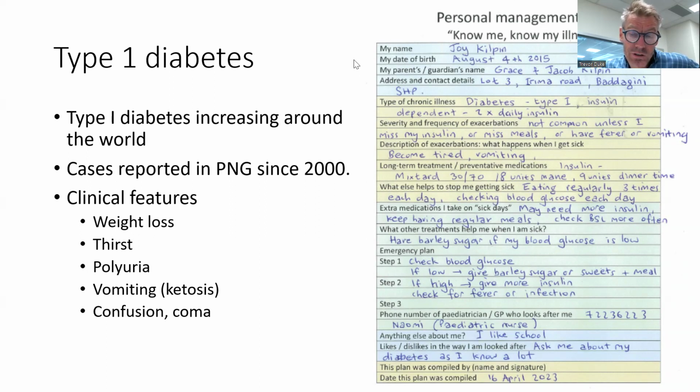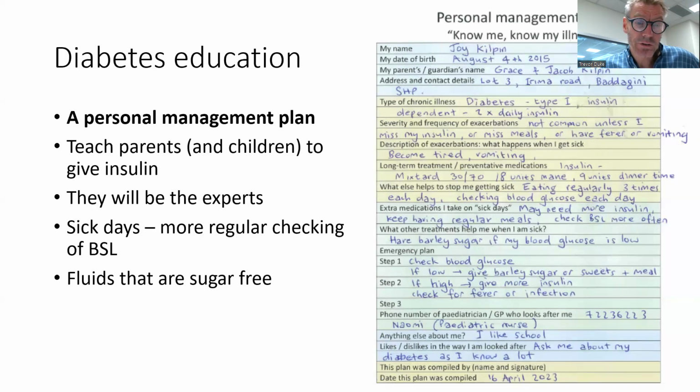And I think that this sort of information, just one page that a child will understand, that parents will understand, and that will be informative for health workers, is really fundamental to managing children who have chronic diseases. So I encourage you to make up personalized management plans for children who have chronic diseases. Teach parents and children to give insulin as well. They'll become the experts in type 1 diabetes, or in asthma, or in epilepsy.